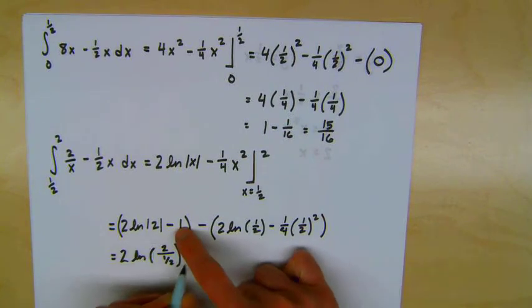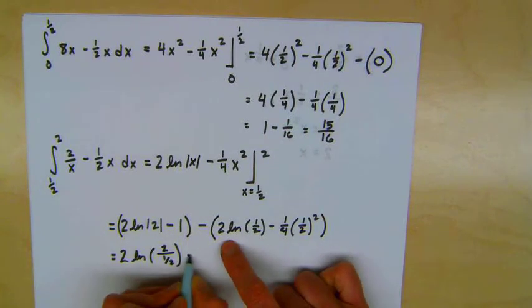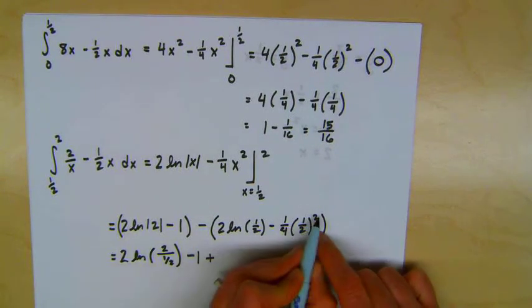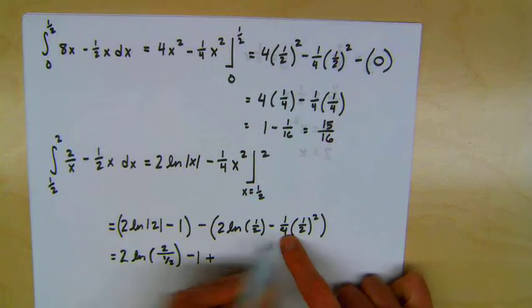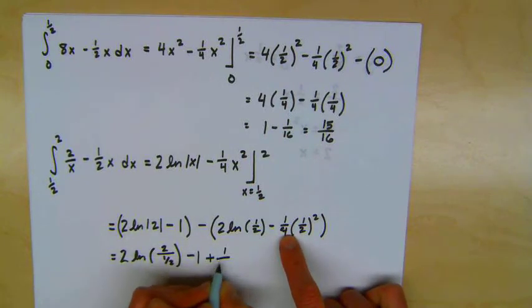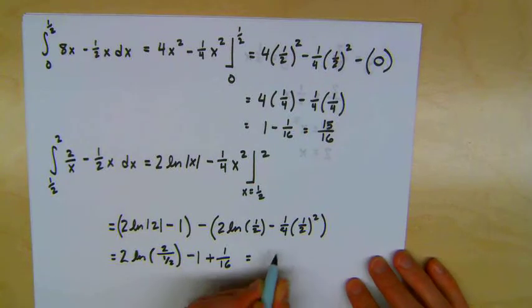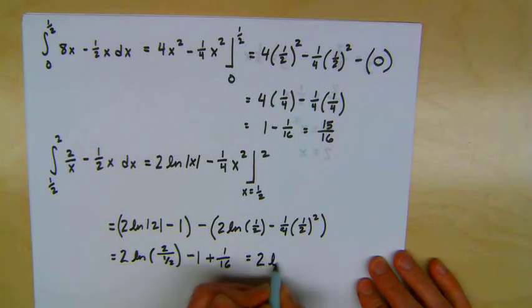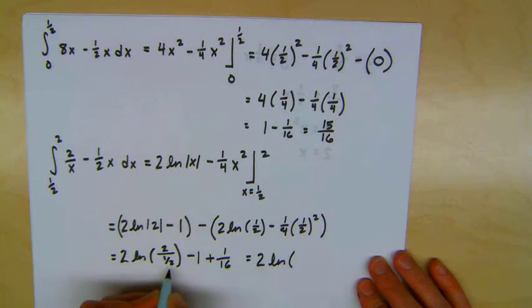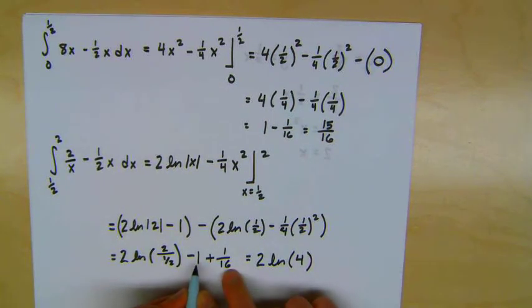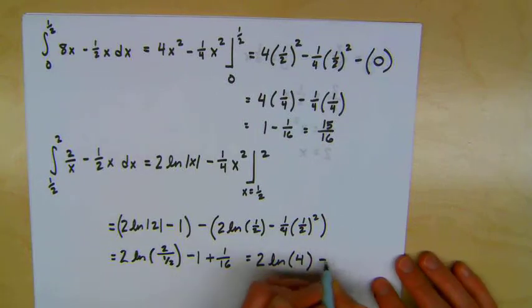And then I am subtracting 1, minus 1, and then I'm adding 1/2 squared is a 4th, times another 4 is a 16th. So this would be 2 times the natural log of 2 divided by 1/2 is 4. Minus 1 plus a 16th is minus 15/16.